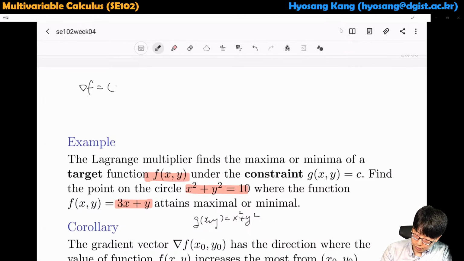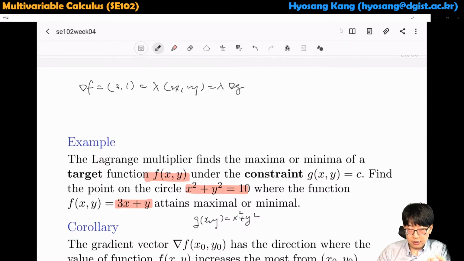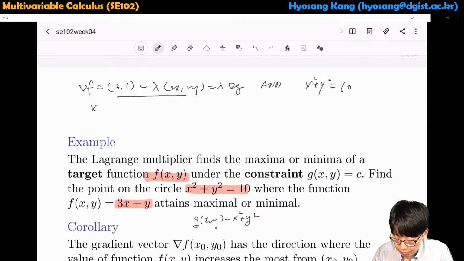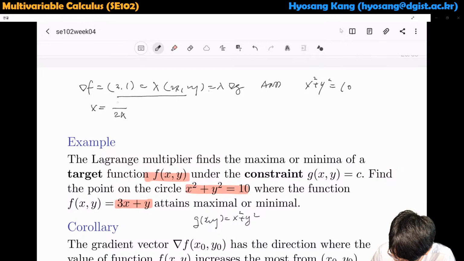And second, try to find the x, y, and lambda which satisfy del f, which is (3, 1), equals lambda times (2x, 2y). That's lambda times gradient g. And x squared plus y squared equals 10. I want to find x, y, and lambda. Looking at these two equations, actually there are two equations, right? So 3 equals lambda 2x. Therefore x can be written as 3 over 2 lambda, and y is 1 over 2 lambda.